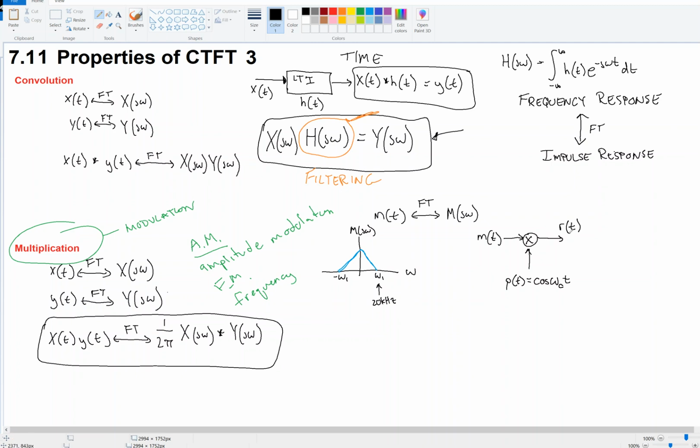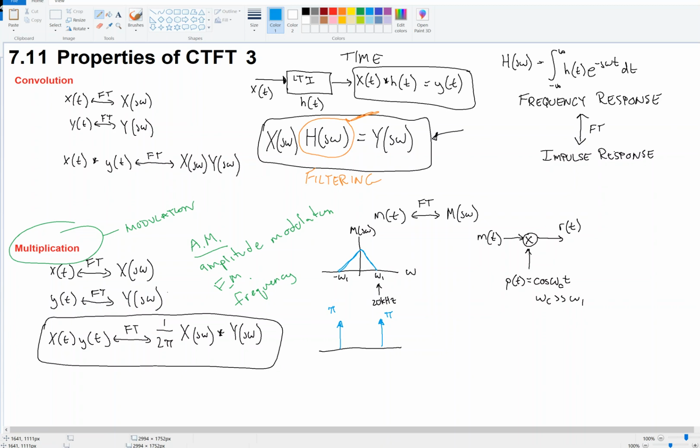Okay, so let's understand why we would multiply by a cosine of this carrier frequency, and I'm going to make omega c much larger than the bandwidth of my message, much larger than omega 1. So why would we do that? Well, what's the spectrum of a cosine wave? We've looked at this before, right? The Fourier transform is pi right there, right?